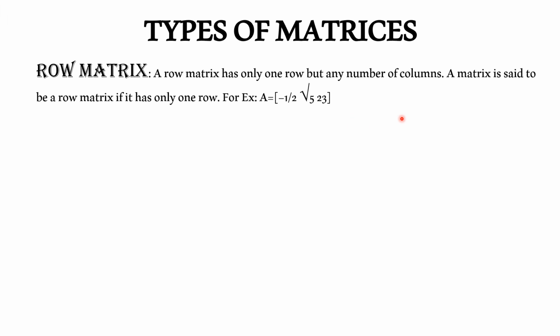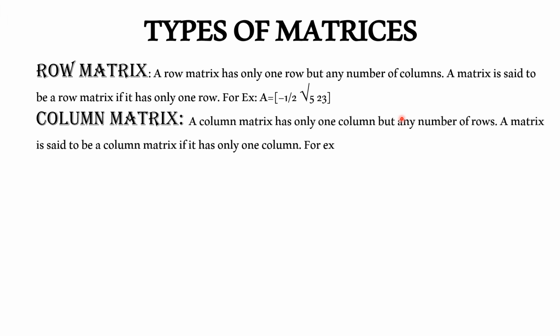And next matrix is column matrix. Same way like row matrix. In the row matrix, we can see only one row. In the column matrix, we see only one column, but n number of rows. For example, in this example, you can see first row, second row, third row, and fourth row. There are 4 rows, but column is only one.